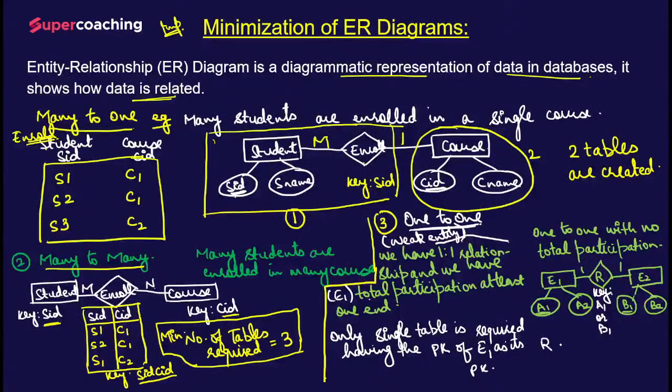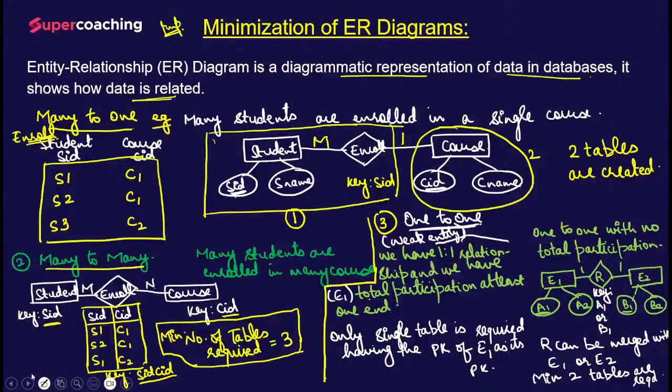So we can say that R can be merged with E1 or E2. So this means that a minimum of 2 tables are required. Is this clear?